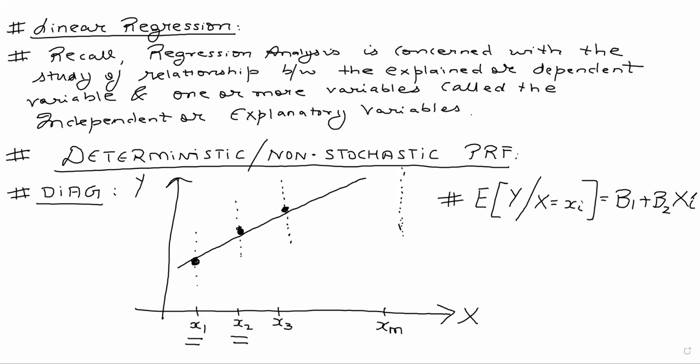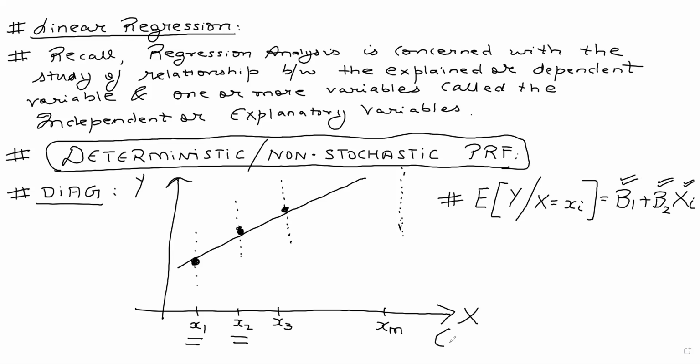Why is it deterministic? The reason that this population regression function is deterministic is because if you look at the right hand side, we know b1, we know b2, and xi itself is non-stochastic. X is a non-stochastic variable. Non-stochastic variable means it does not have a probability distribution attached to it. It is taking fixed values x1, x2, x3, dot, dot, dot, xn. So it does not have a probability distribution attached to it.